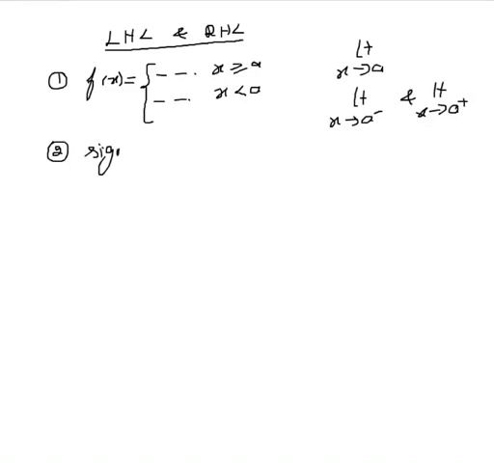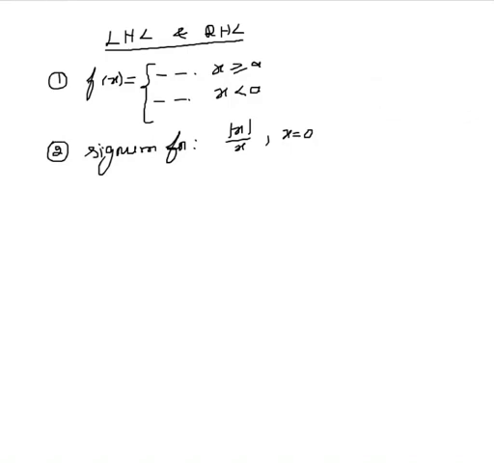Then for the signum function, that is absolute value of x by x, this function has a gap at x equal to 0. For other values, it doesn't have any problem. This is also a signum function, and this has a problem at x equal to 1. So it depends how the function is defined.